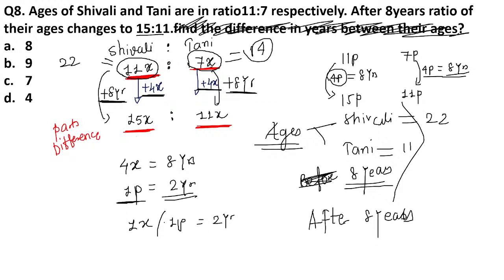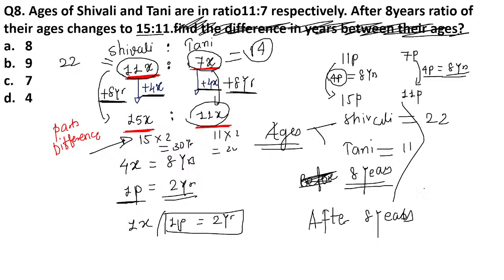1 part is equal to 2 years, ma'am. So the current age of Shivali is 15x, that is equal to 15 twos are. This will give me 30 years. Similarly, the current age of Tani is 11x. So 11 twos are will give me 22. So the age of Shivali is 30 years and that of Tani is equal to 22 years.